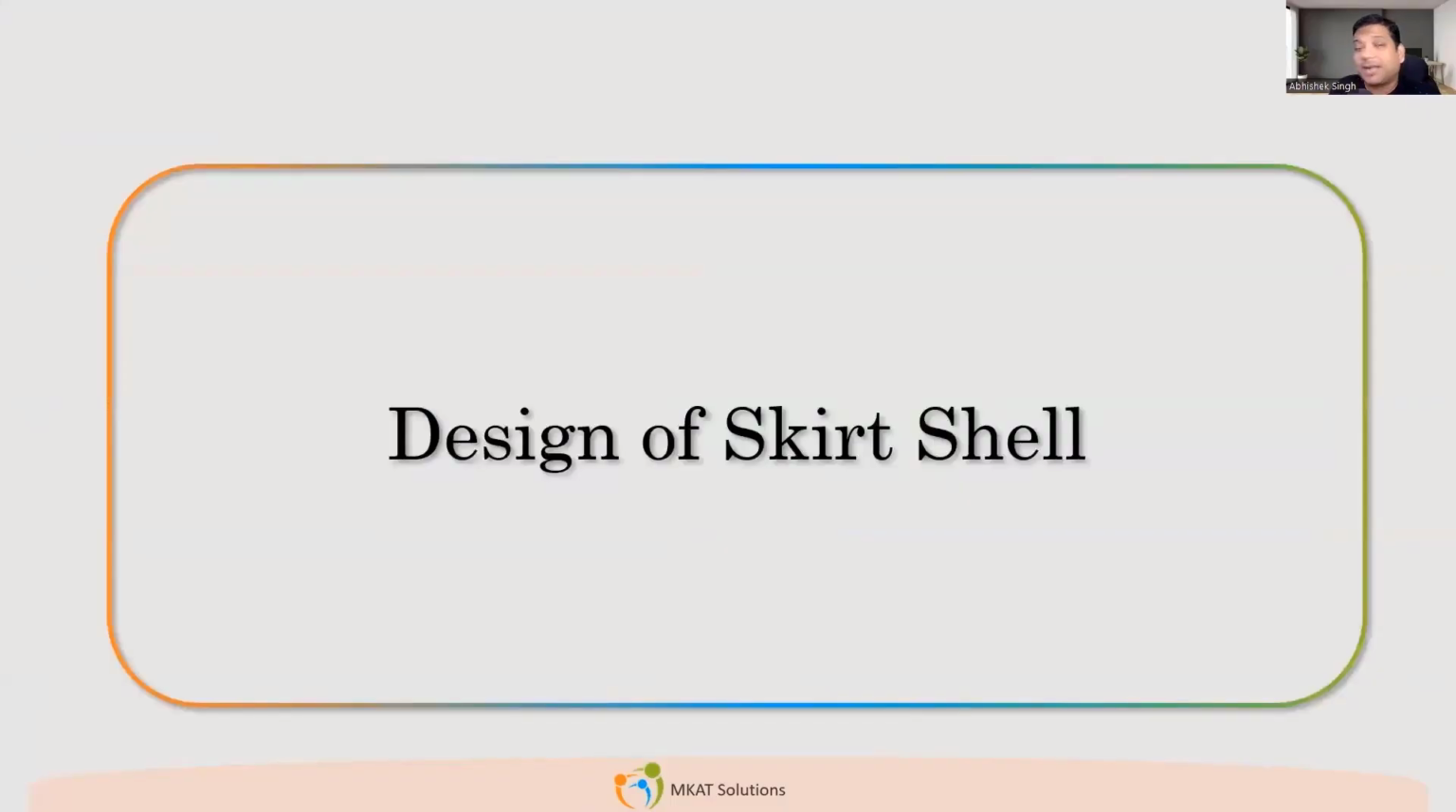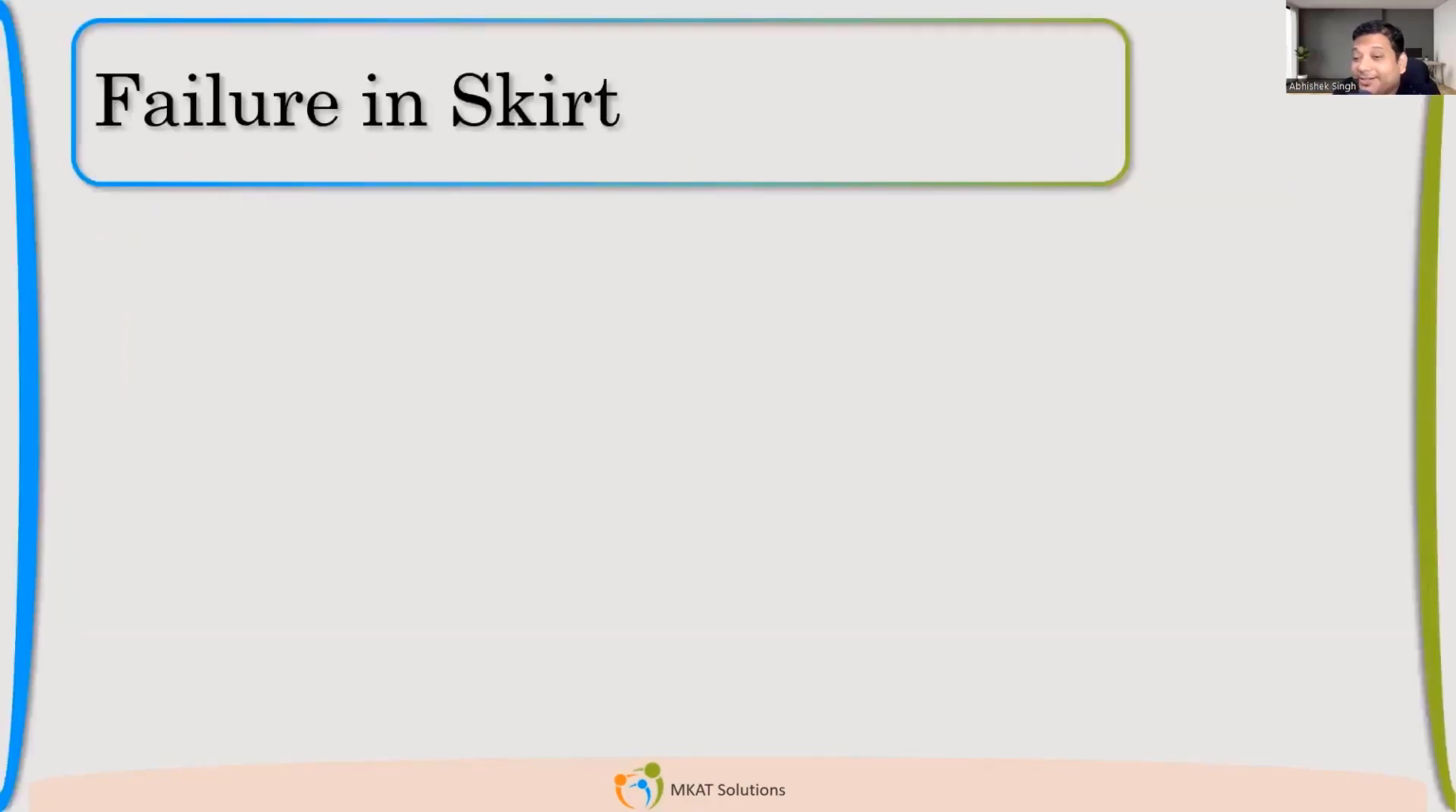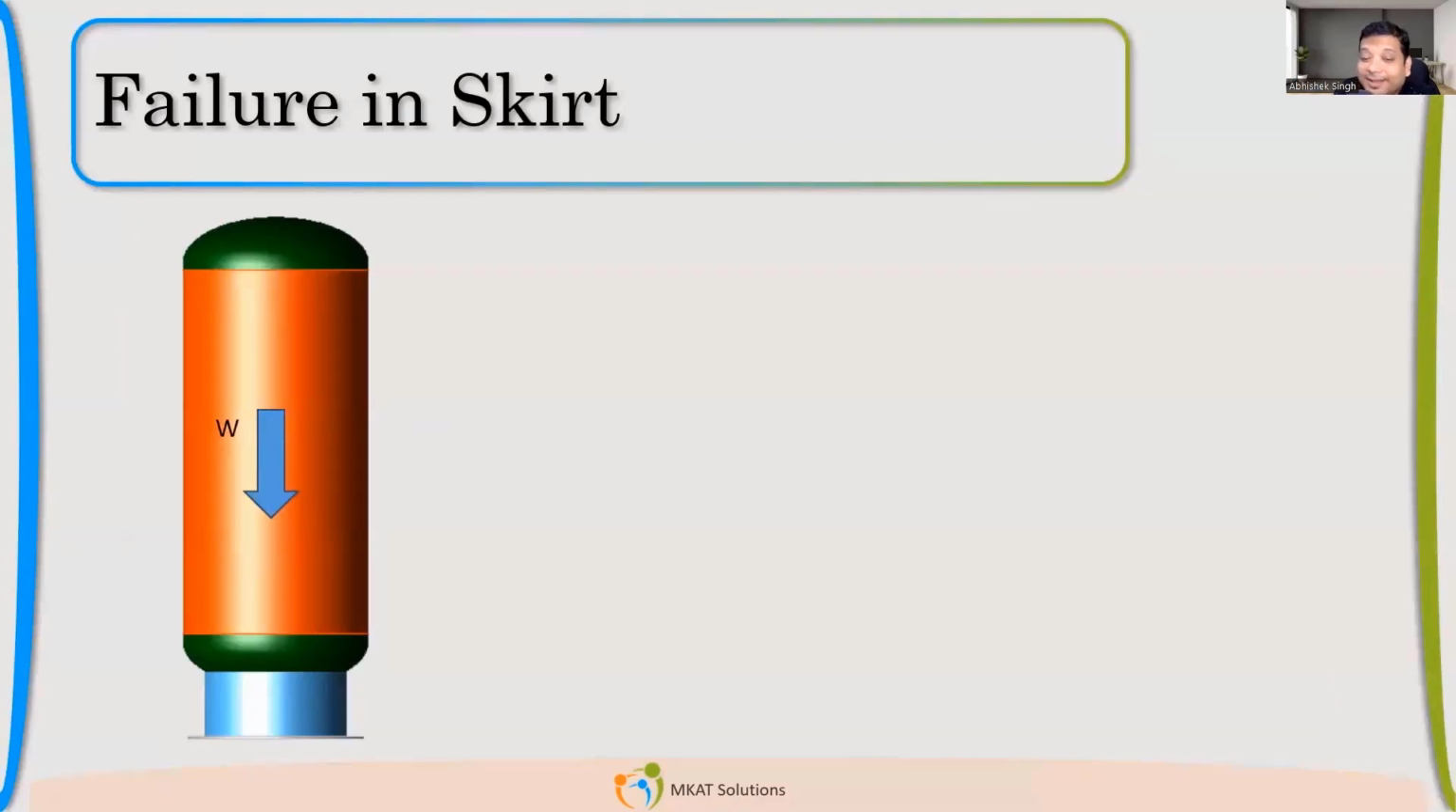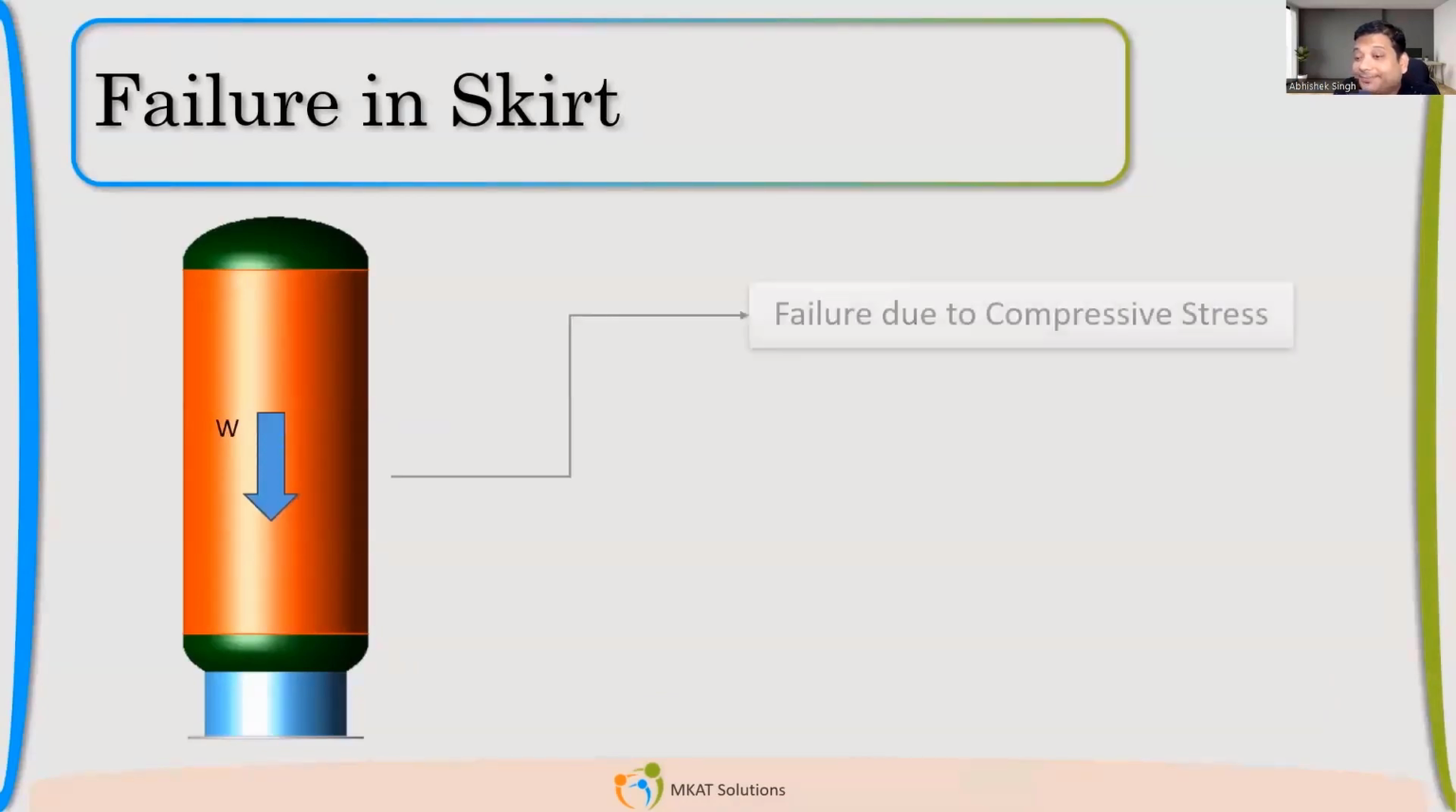Let us start with the first and most important element of your skirt design, and that is skirt shell. Okay. So before I tell anything, what do you think? How you will design skirt shell? What are the types of load which will be acting on this skirt shell? Failure in the skirt, basically the dead weight, which will be coming on the skirt. Okay. So dead weight will basically exert a compressive stress, right?